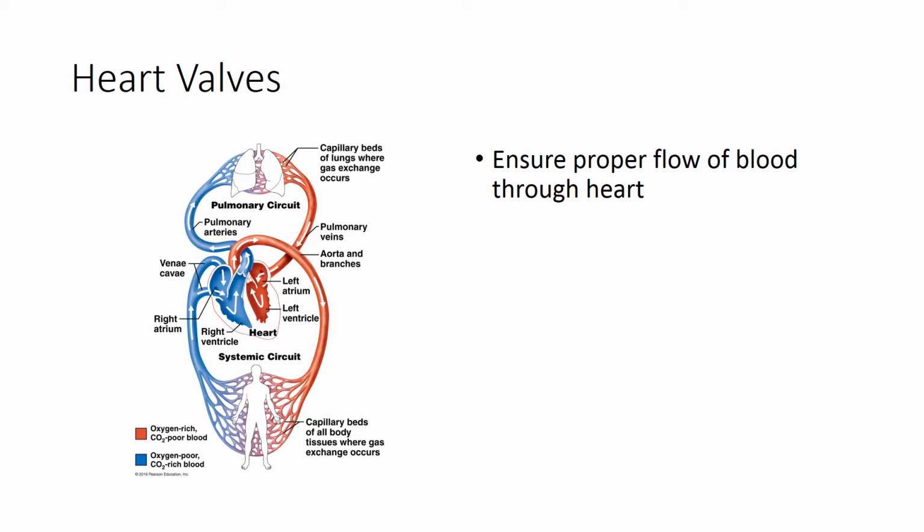Before we start looking at the location of the heart valves, I wanted to quickly review the flow of blood through the heart. The primary function of the heart valves is to ensure that blood flows in one direction through the heart. So let's just do a quick review here. Here's the right side of the heart, and here is the left side of the heart. We'll start with the right side.